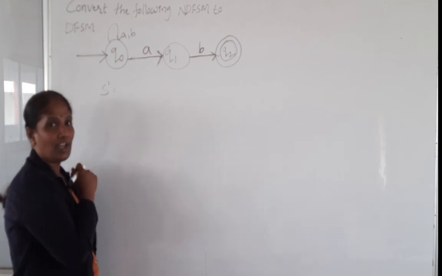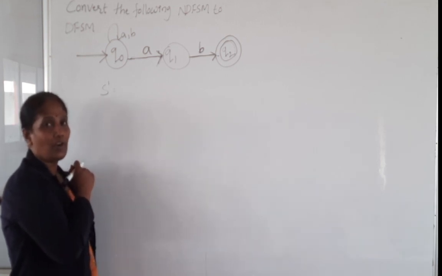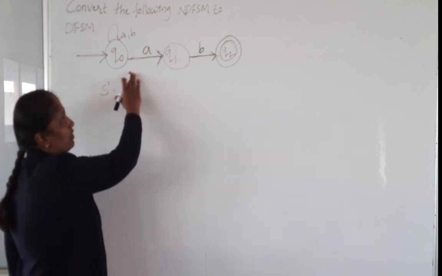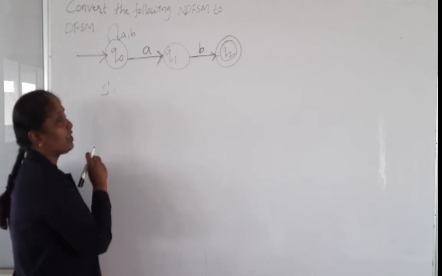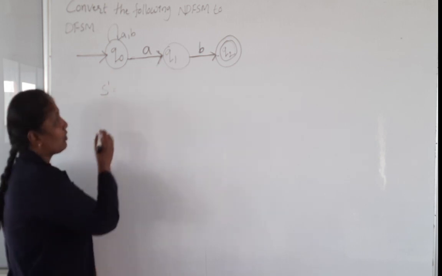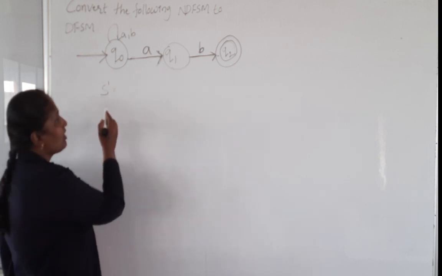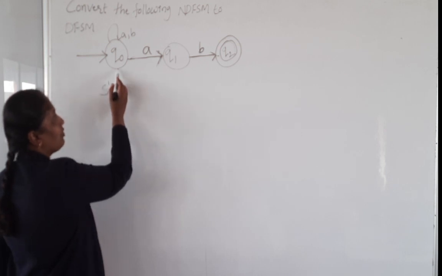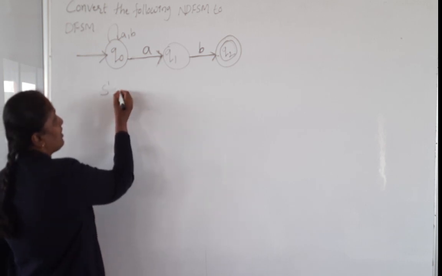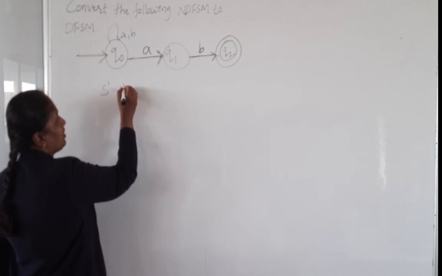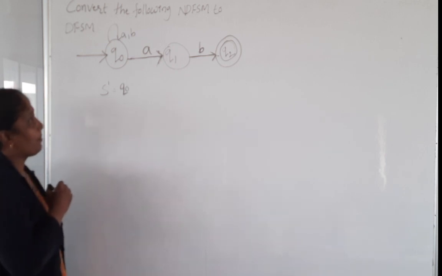In the previous video, when we were converting the epsilon NDFSM, we found the EPS function for the given state. Here there is no epsilon transition, so we are not finding the epsilon functions for the given states. So directly we are taking the S dash value, which is the start state of the given NDFSM. So S dash equal to what? S dash equal to Q0 here, because Q0 is the start state in the given NDFSM.